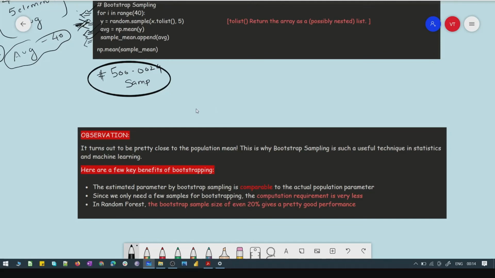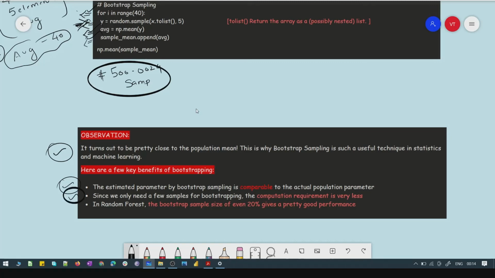That we get, right? The first line talks about how close your population and sample values are. We see that they are very close by. That's what I mentioned in the first line. It is actually comparable, right? Your sample statistic is comparable with your population parameter, and you don't need to spend a lot of time and resources looking at all the entries in your population.